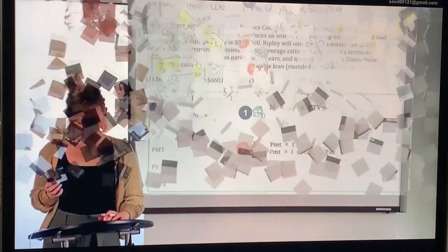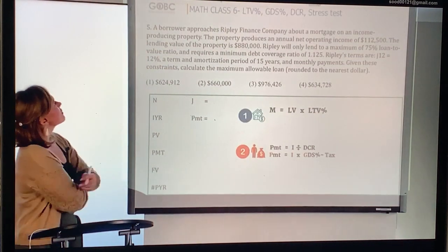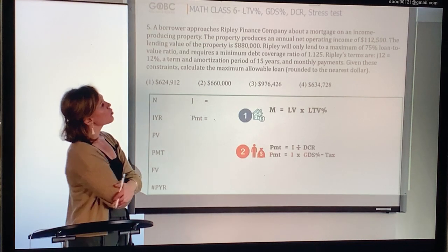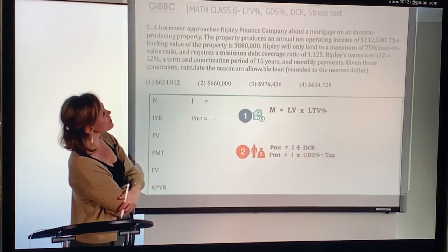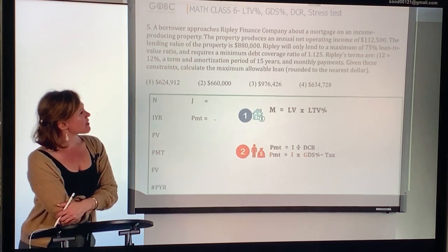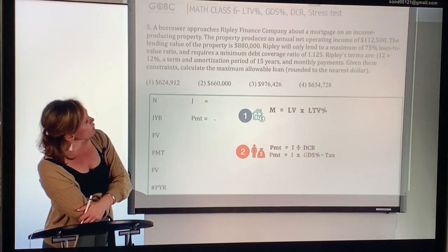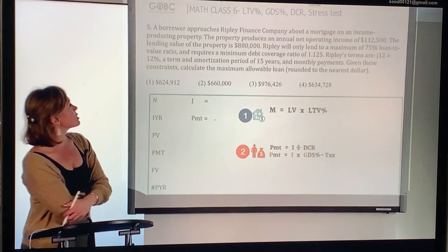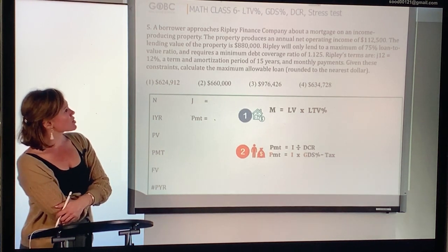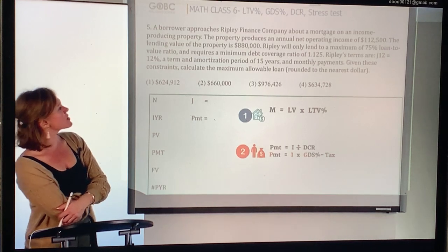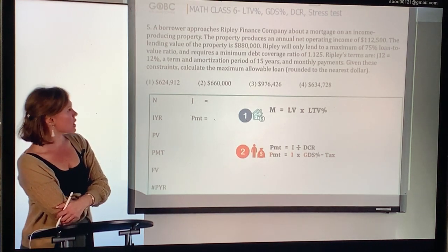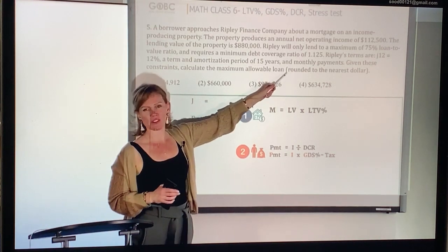Not bad. Let's do another commercial one. The borrower approaches the Ripley Finance Company about a mortgage on an income-producing property. The property produces an annual net operating income of $112,500. The lending value of the property is $880,000, and Ripley will only lend a maximum of 75% loan-to-value ratio and requires a maximum debt coverage ratio of 1.125. Ripley terms are J12 equals 12. Term and amortization is 15 years. Monthly payments. Given these constraints, calculate the maximum allowed loan, rounded to the nearest dollar. It's not the payment, it's always the answers, right?